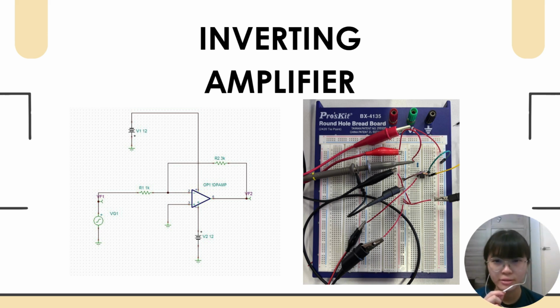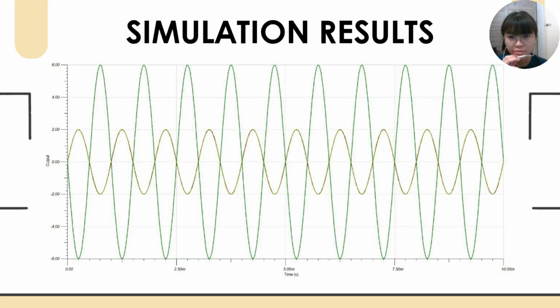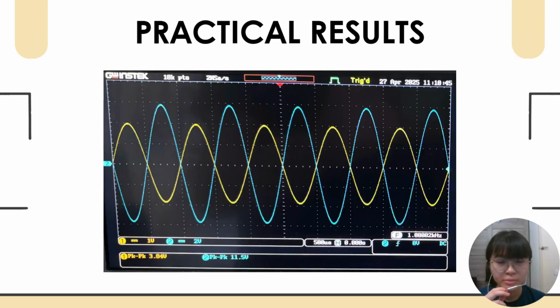Now I will present about inverting amplifier. So these are the schematic diagram and also the implementation photos for the inverting amplifier. After the simulation, we can see that the output signal is actually the inverted version of the input signal. Besides, the gain is -3, so the output signal will have 3 times the amplitude of the input signal. From the practical results, we can also see that the output signal is the inverted version of the input signal.